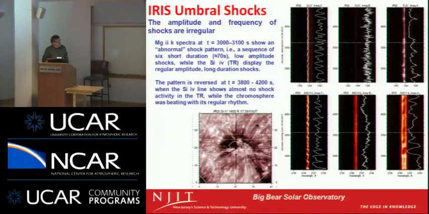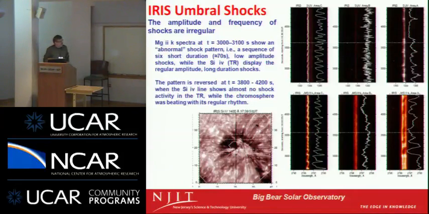When we look at the transition region, we also see that shocks are formed. However, again, intensity and time variations are a little bit different. They're kind of more stable. The amplitude doesn't change as drastically as it happens lower in the chromosphere.